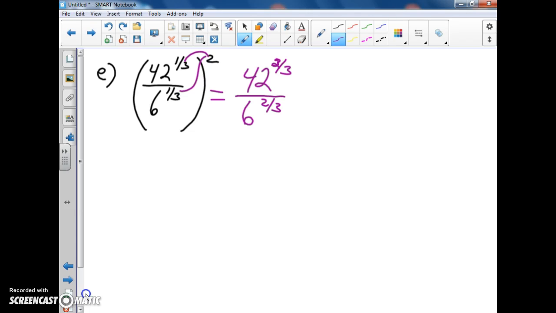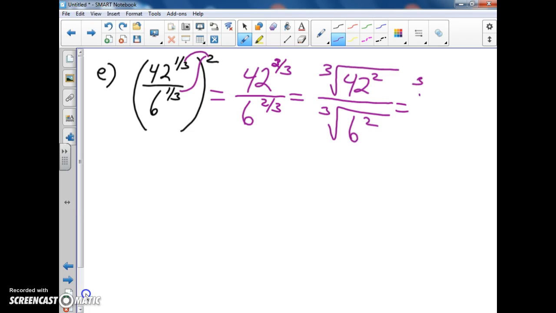Okay, now tell me this. 42 to the 2/3 power, what does that mean? The cube root of 42 squared, right? Okay. And what does this mean? 6 to the 2/3. The cube root of 6 squared. Okay, very good. The cube root of 6 squared is right. Well, what does that mean? That means I've got the cube root of two 42s, right? And I've got the cube root of two 6s, right?